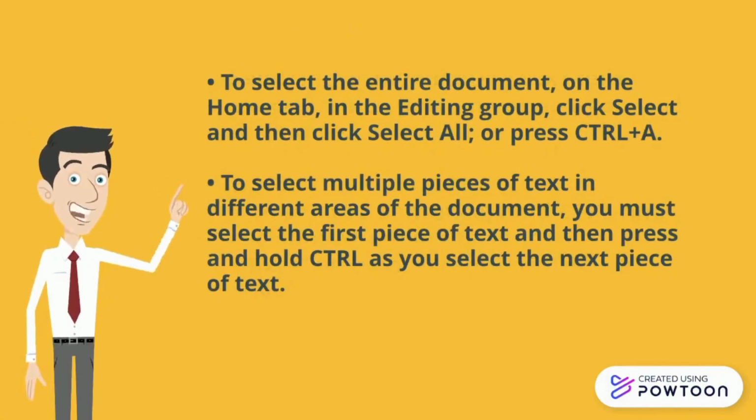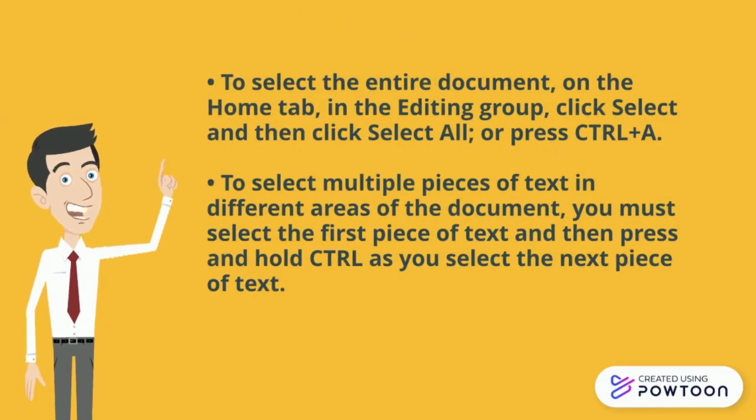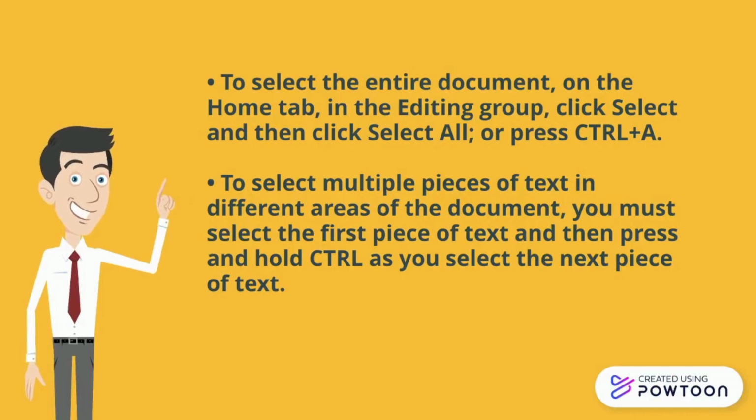To select the entire document, on the Home tab, in the Editing group, click Select and then click Select All, or press Ctrl+A. To select multiple pieces of text in different areas of the document, you must select the first piece of text, and then press and hold Ctrl as you select the next piece of text.